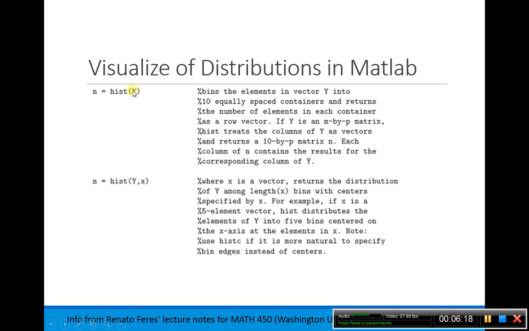Here, if I don't want 10 equally spaced containers, maybe I want the distribution along the length of x. So here I want to specify the centers of those bins. This one picks them by equally spacing. What if I want the middle of my first bin to be at 0.1, the middle of my second bin at 0.2, etc.? What if I want to know where the middle of my bin is? Then I can specify this.